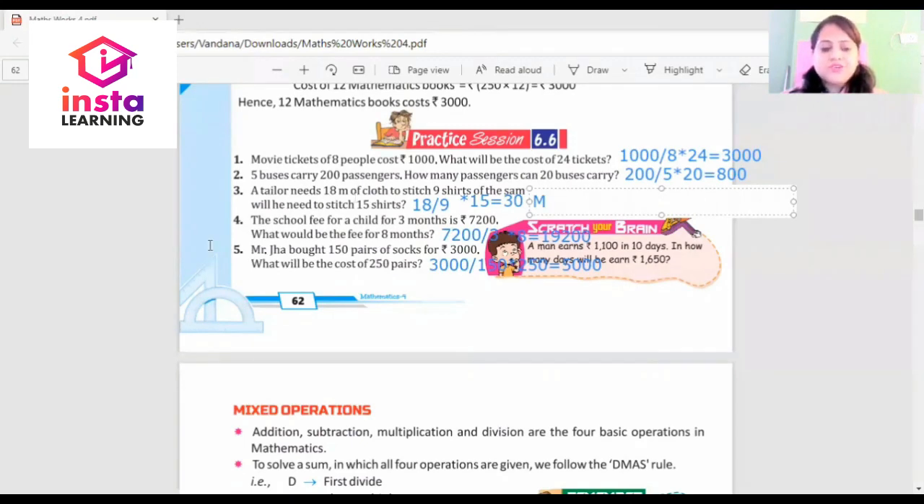And now read this last question. Mr. Jha bought 150 pairs of socks for rupees 3,000. What will be the cost of 250 pairs? So 3,000 for 150 pairs, 3,000 divided by 150, and then you have to multiply by 250. So you will get the answer 3,000. Okay. So the cost of 250 pairs is your answer. Okay, got it? Very good. So just take out your notebook and practice these sums in your notebook.